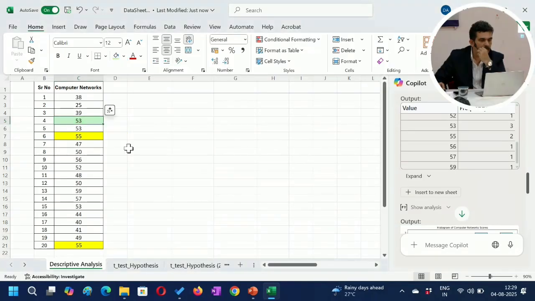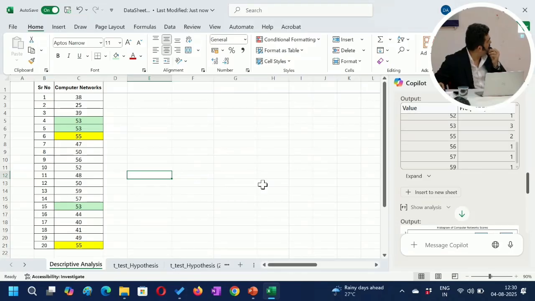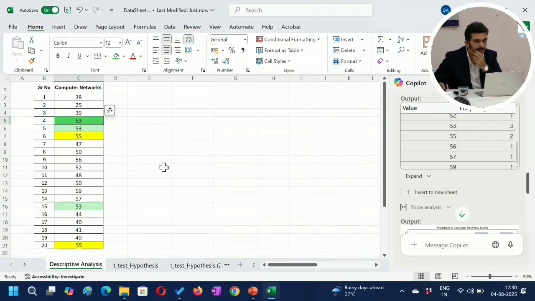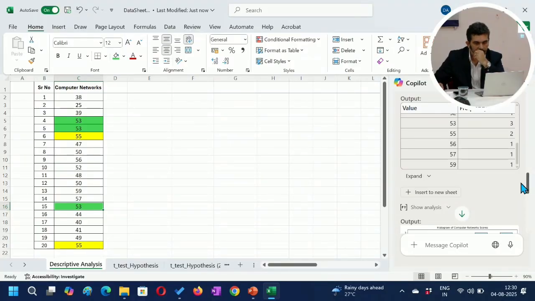So let us find out 53. We'll take 2 numbers only, for example, 53 and one more case. 53, 3 times. Yes, this is 53, correct. You can see the green color. Color is visible, no? Color is not visible. One minute. Now you can see the green color, 53, 53, 53. So AI is finding out all the values accurately.